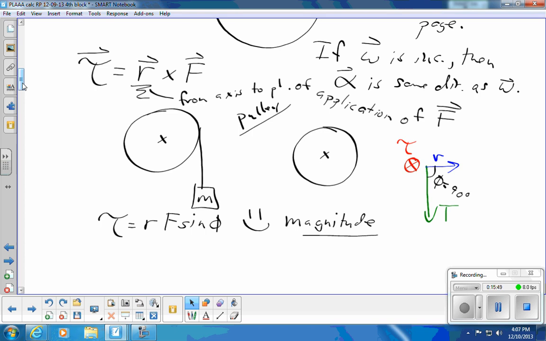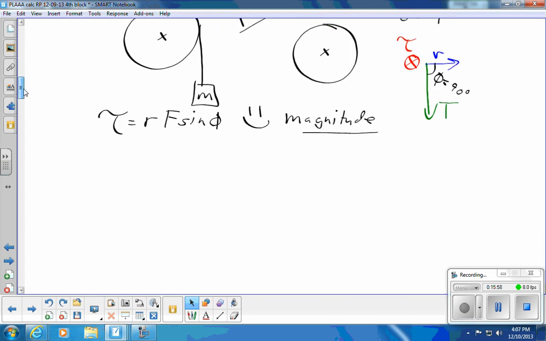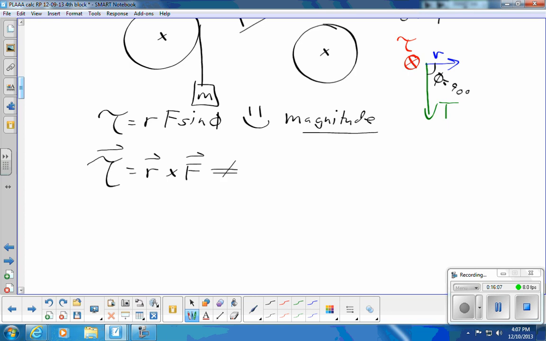One other thing I want to say about cross products before we move on is that a cross product looks like multiplication, but it doesn't follow the rules of plain old multiplication, meaning that it's important that we write torque as R cross F, because it is not the same as F cross R. Cross product is not commutative. It matters whether you do one times the other or the other times the first. You can't just switch them back and forth.